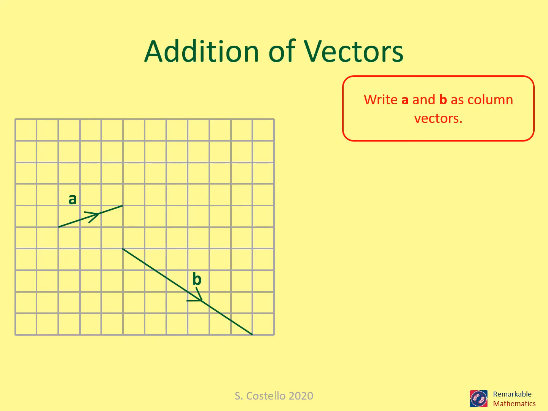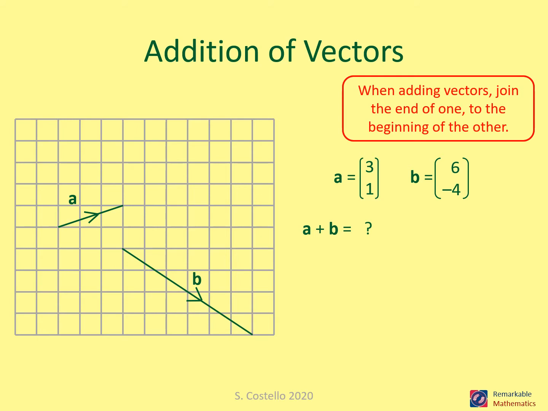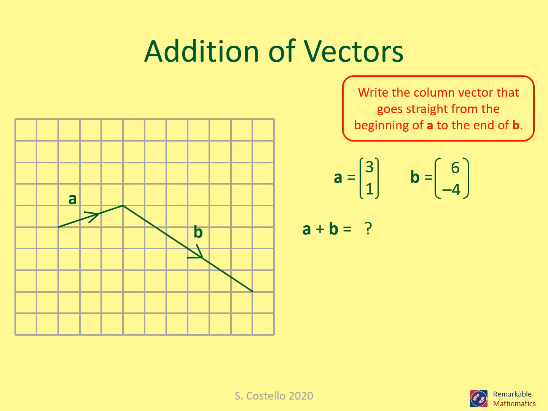Write vector A and vector B as column vectors. Vector A is (3, 1). Vector B is (6, -4). So what is vector A plus vector B? When adding vectors, join the end of one to the beginning of the other. So if we join these here, this is how physically we would add vectors.